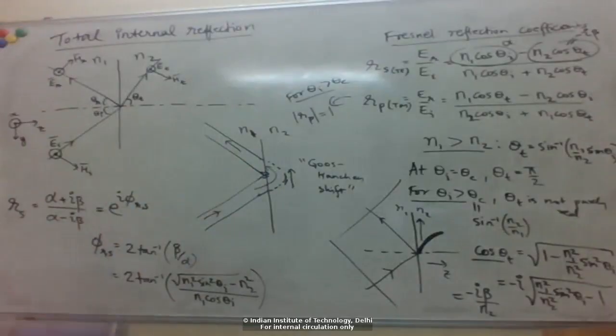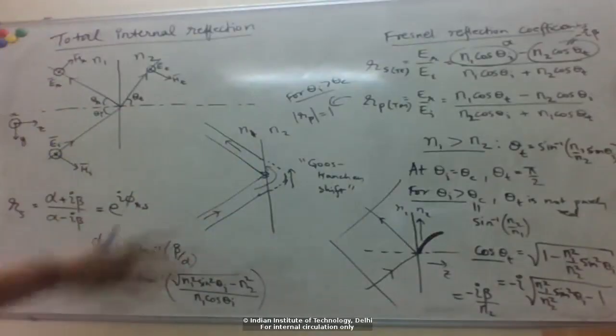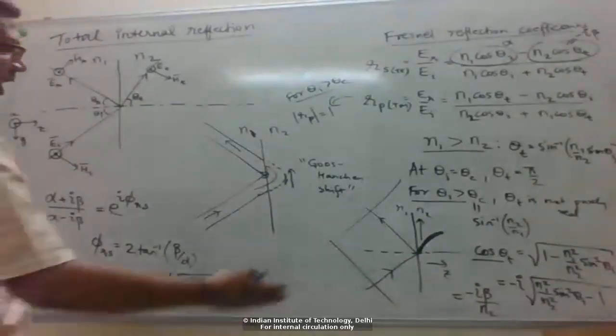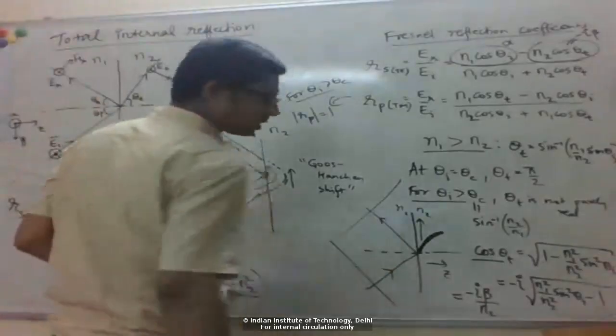Okay, so that's a recap of total internal reflection. I hope all the concepts related to that are clear. Right, so you can see why total internal reflection would be important for optical waveguiding, because you have something now which gives me 100% reflection, right?